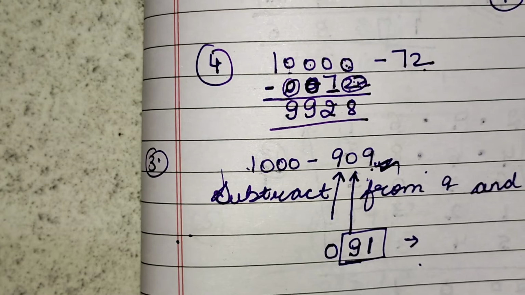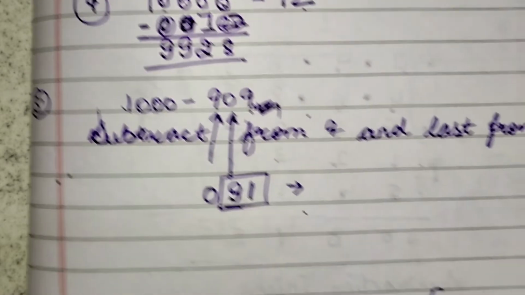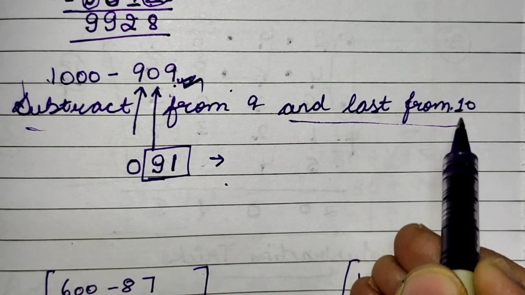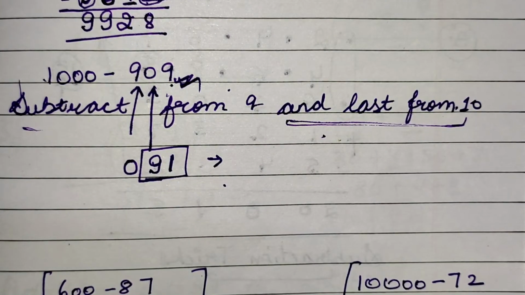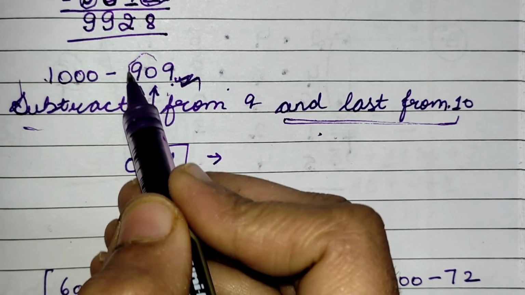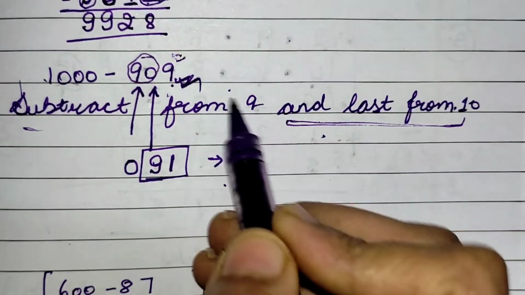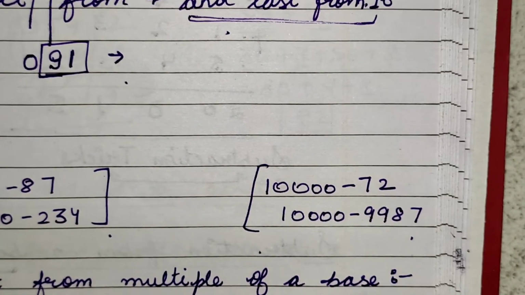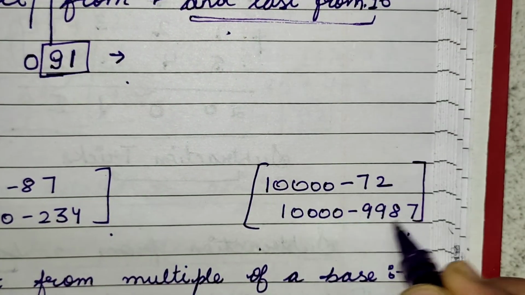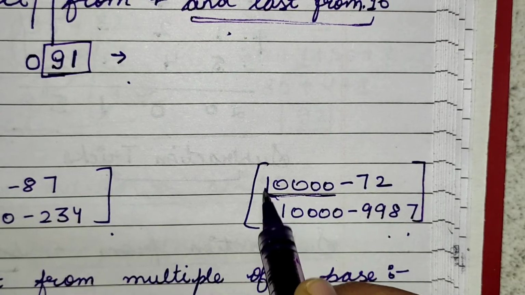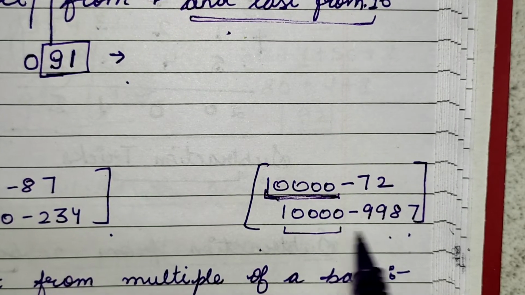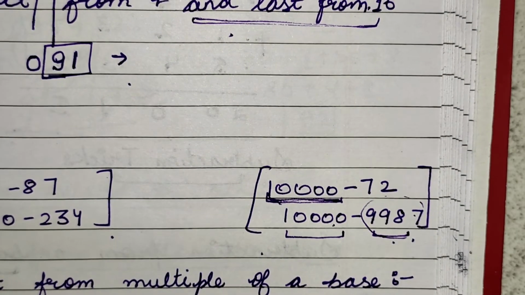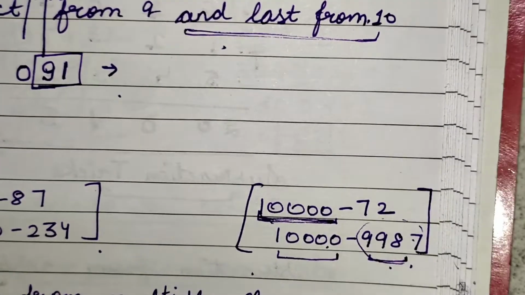This is the process you have to follow: subtract from 9 and the last digit from 10. All the remaining digits will be subtracted from 9 and the last digit will be subtracted from 10. You can see these questions for practice, where any base number is given to you and you have to subtract any given number from it. So this was about the base numbers.